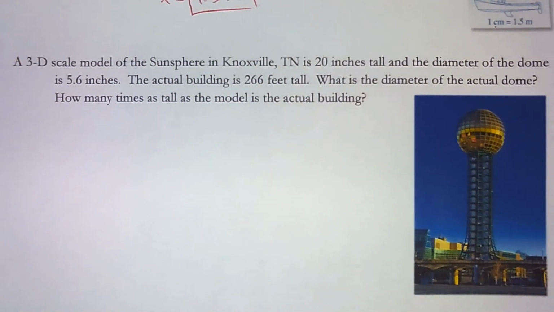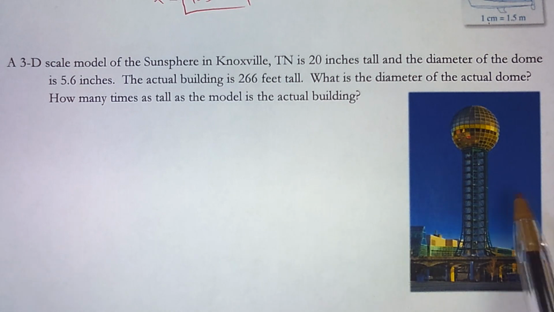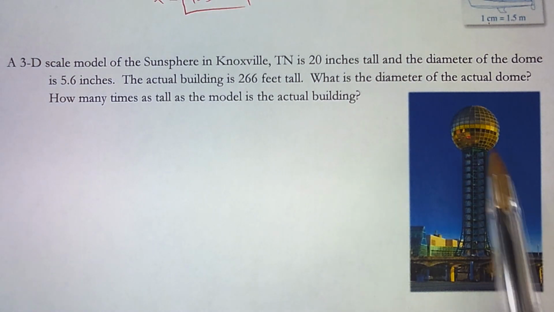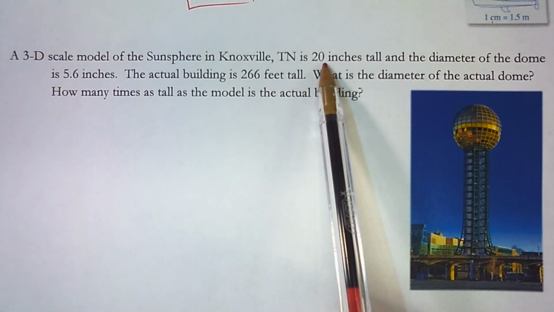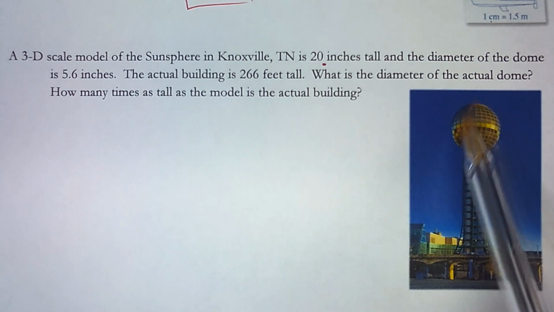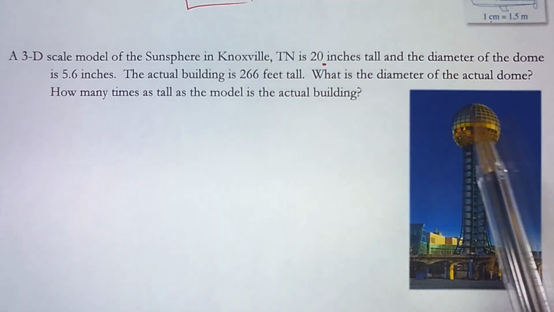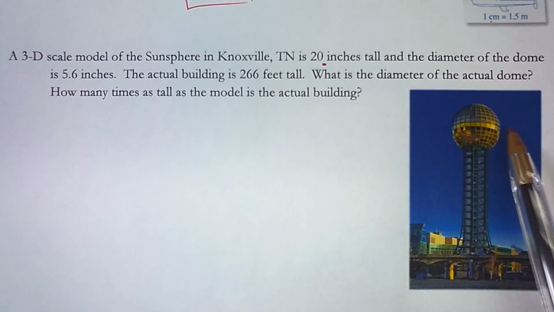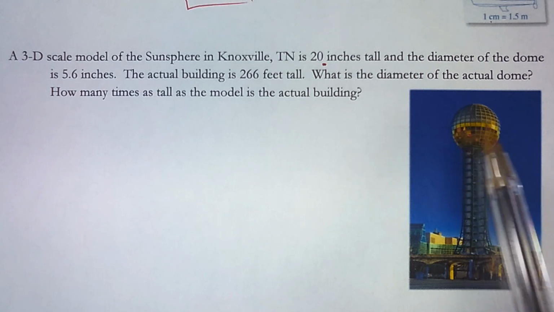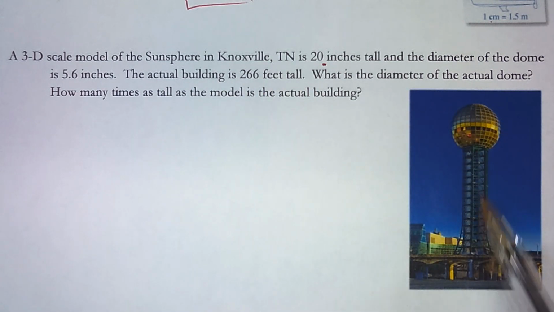A 3D scale model of the Sunsphere. This is a building in Knoxville, Tennessee. The model is 20 inches tall, and so we'll just assume right now for a moment this is the model. This is 20 inches tall, and the diameter of the dome, so across here for the model, is 5.6 inches. The actual building is 266 feet tall. What is the diameter of the actual dome?